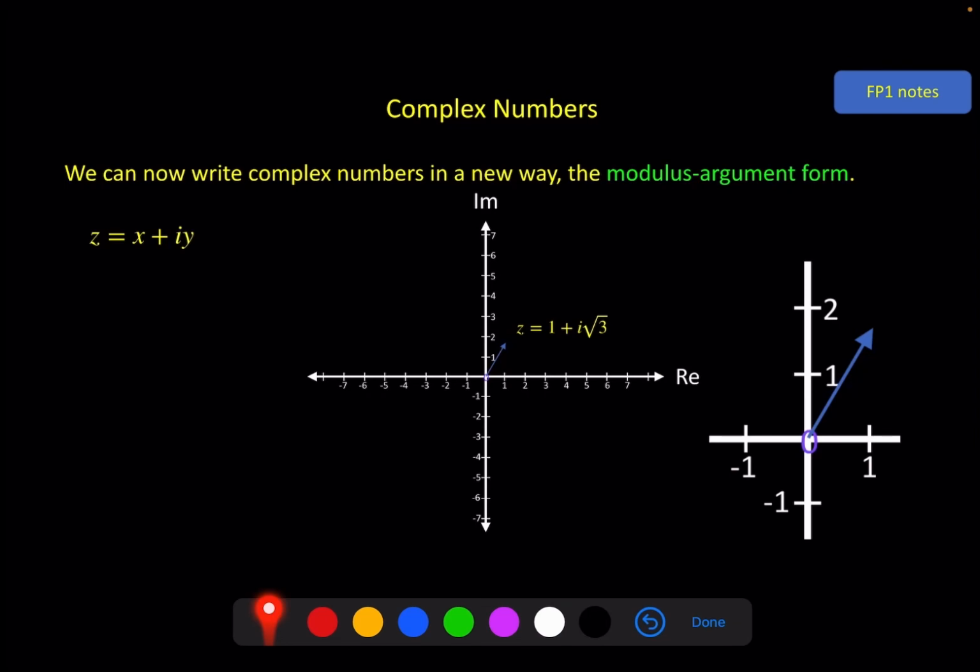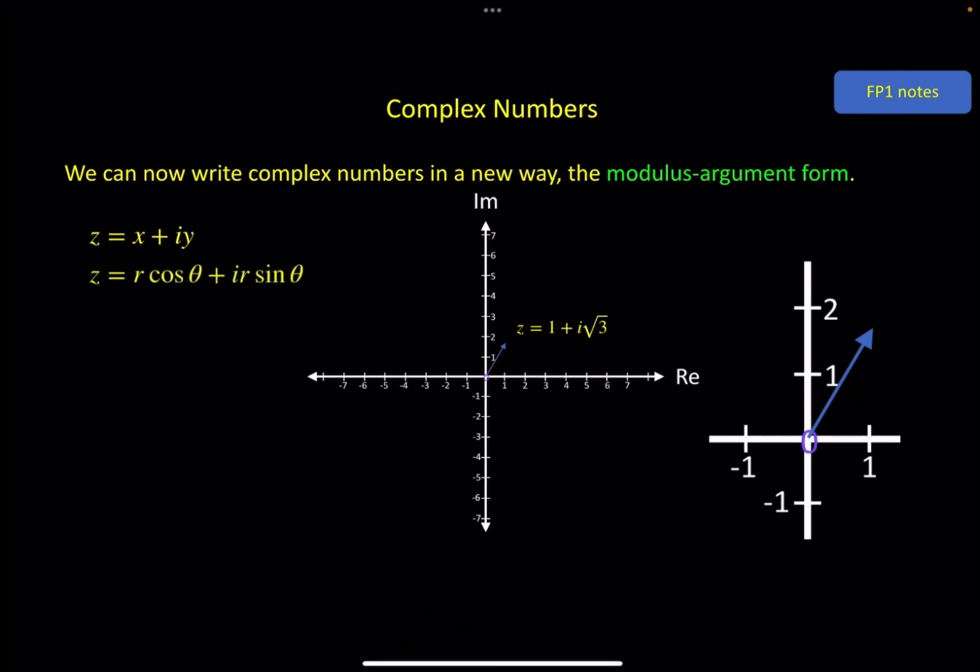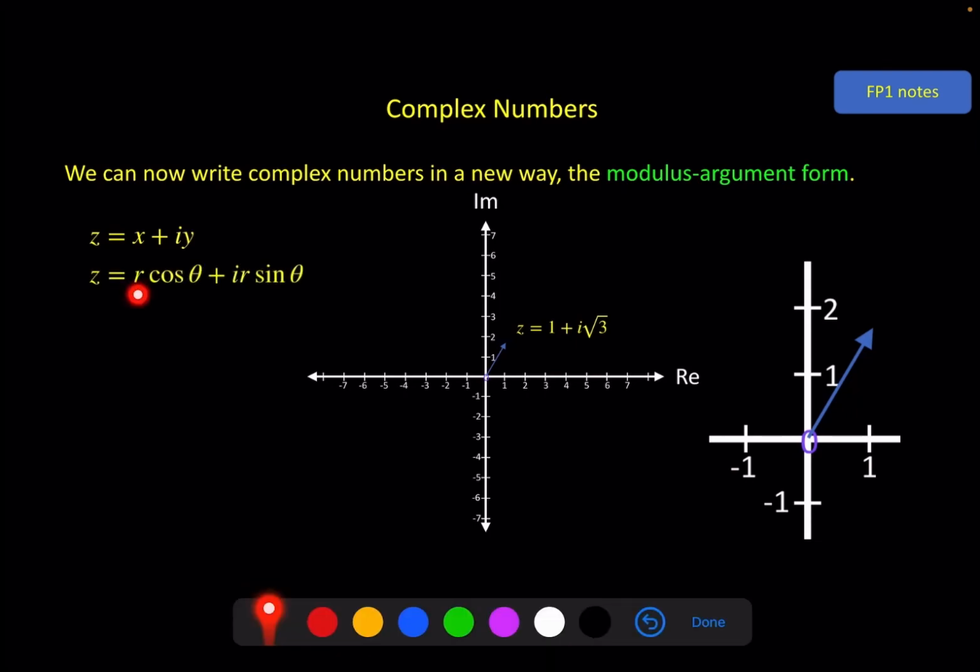And this helps us to understand the connection with what I'm about to say, because we also know that the x-coordinate on a graph is equal to the modulus, or the magnitude of this, multiplied by the cosine of the argument, or the angle here. And the y-coordinate is given by the modulus times the sine of this angle. So we can write this in this form, where r is equal to the magnitude of the vector, or the modulus, and theta is equal to the angle, or the argument. R here, the same r, and theta here, the same theta.